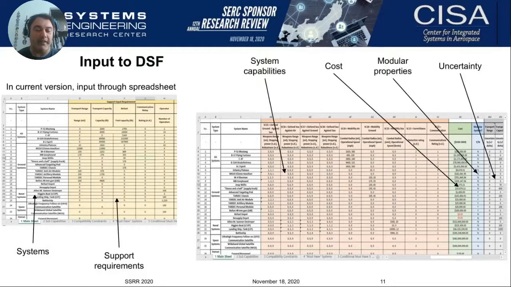And each system requires some support. For example, some vehicles need operators. And of course, if you have modularity, some systems might require some other system because it's a modular part of a complex integrated system. We can have support in terms of transportation, support in terms of delivery. And we list all of them in our inputs. Each system is also associated with system capabilities, cost, modular properties, and we also have our uncertainty. So our performance is not a fixed number. There's uncertainty on performance. There's uncertainty on cost.